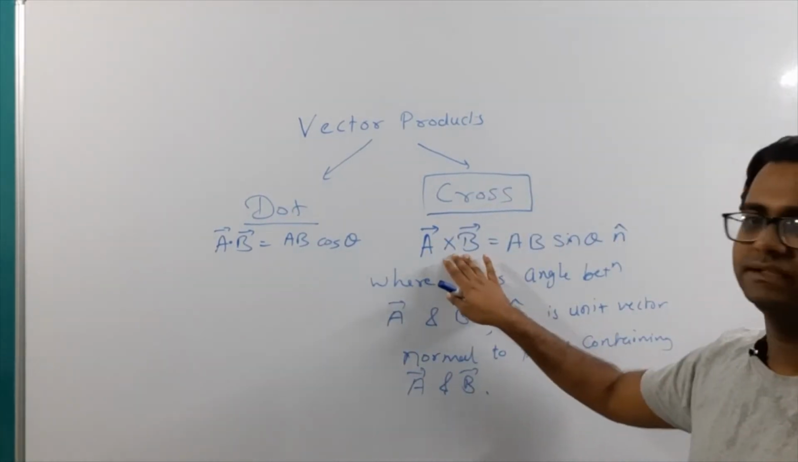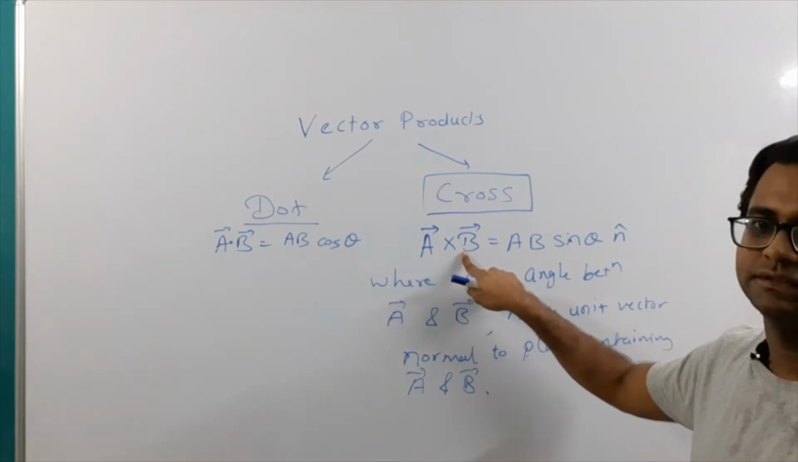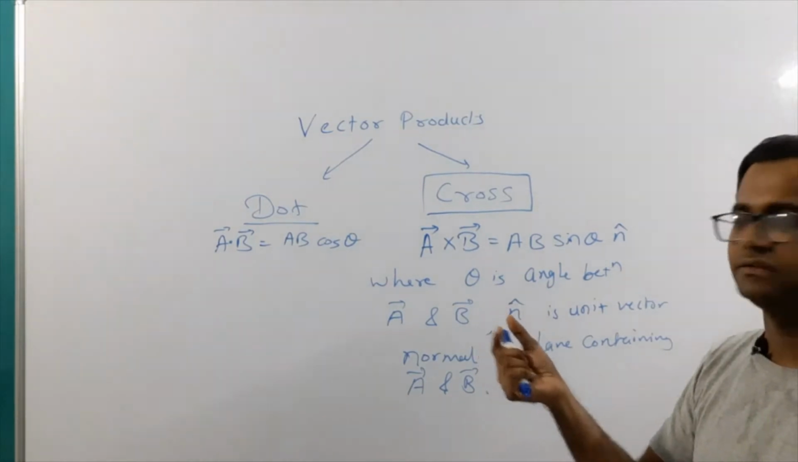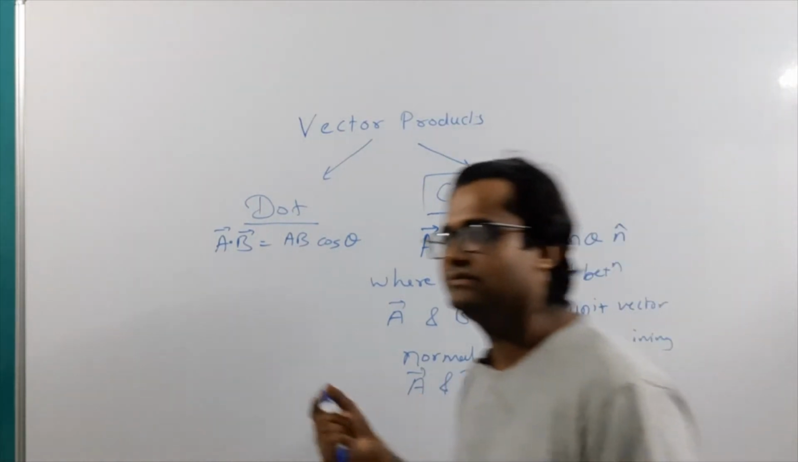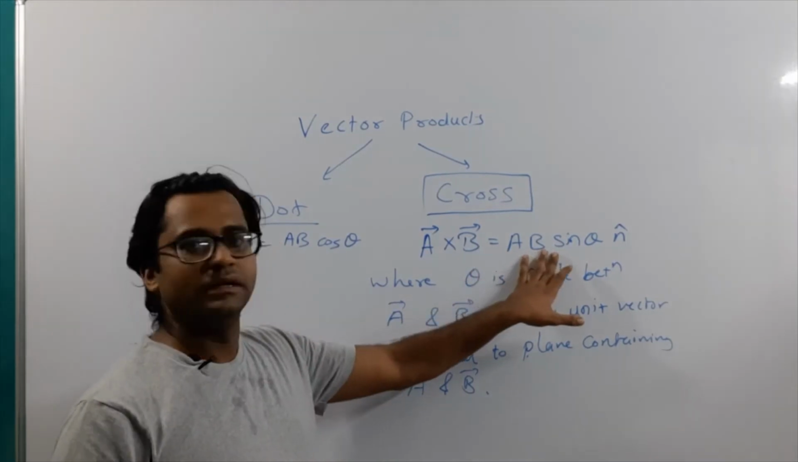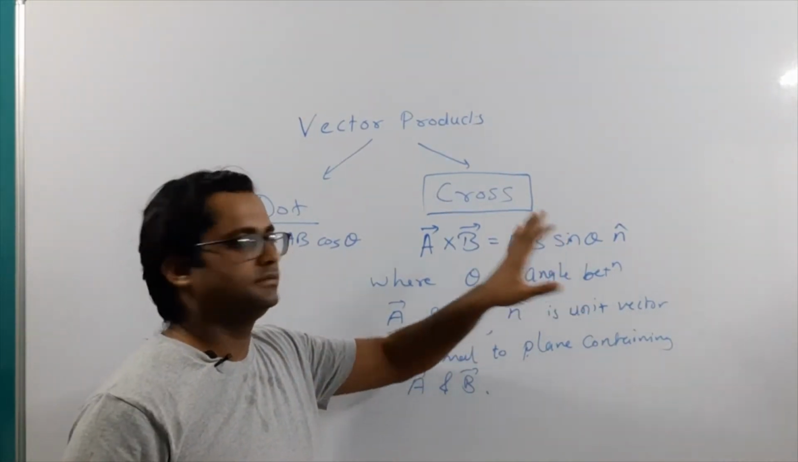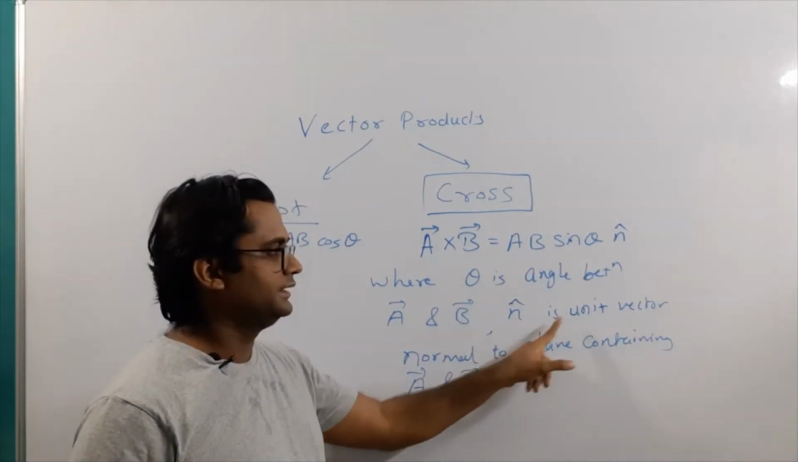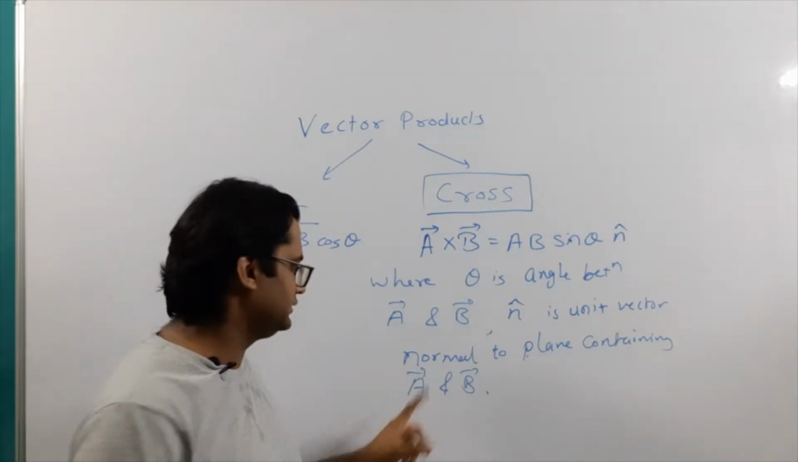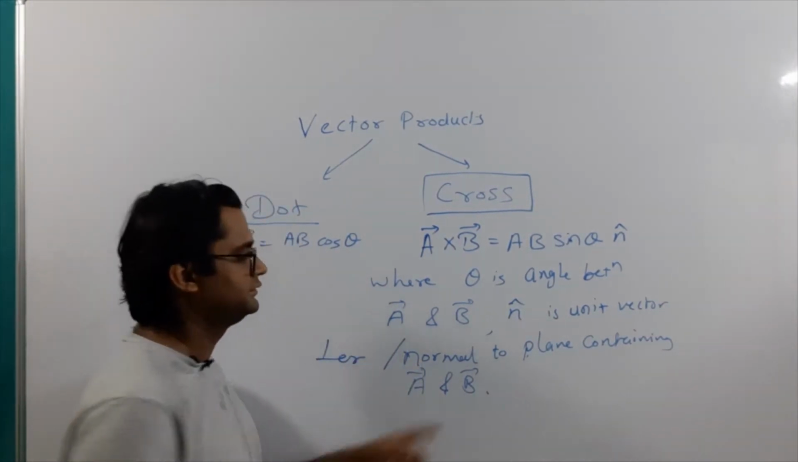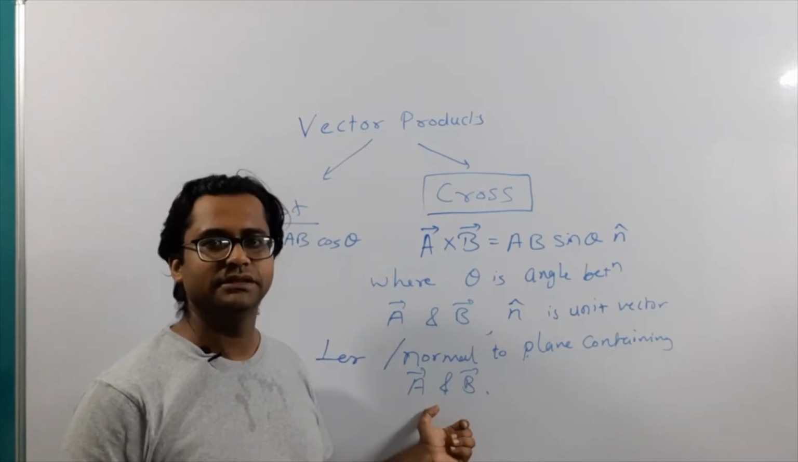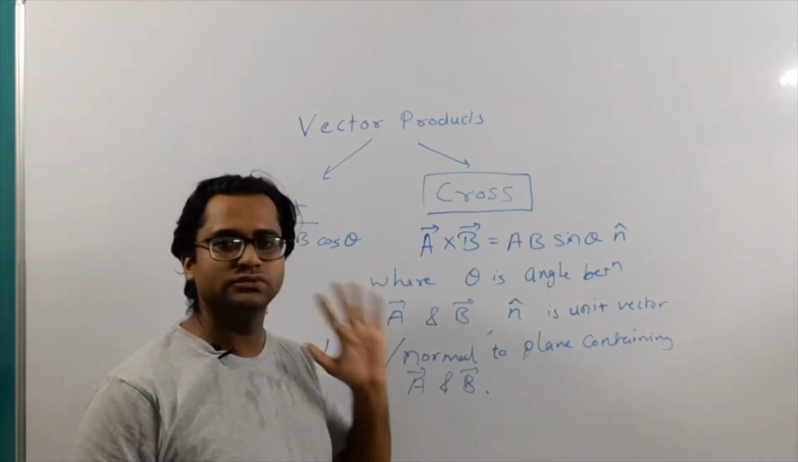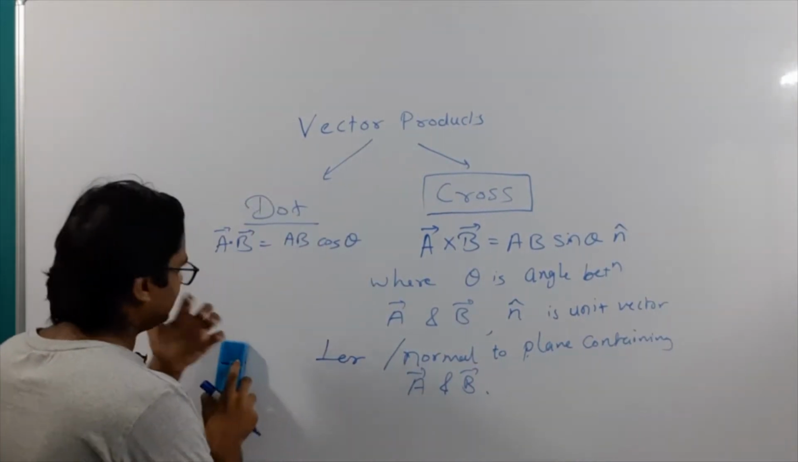But if we consider this kind of product, cross product, a bar cross b bar, what we get is this ab sin theta multiplied by n cap. This n cap is a vector parameter. Okay, it is basically a unit vector, which gives the direction. It means this product will be another vector. Okay, and what will be the direction of that vector? It is defined by this n cap. And what is the direction of n cap? N cap is the unit vector normal, or we can say perpendicular, to the plane containing a vector and b vector. Since we have two vectors, we can define a plane in which those two vectors lie. Let us draw the diagram to understand this.